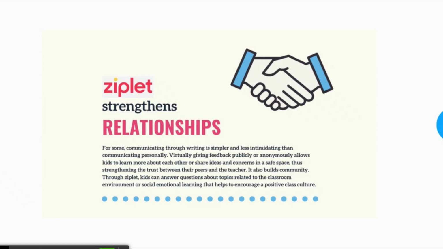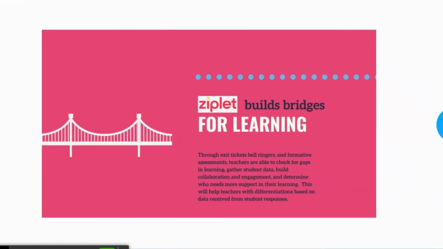If kids are comfortable, they are strengthening their trust with you and with their peers. It builds our community, especially our classroom community. And the better your classroom community is and the better your relationships are, the better academic success you're going to have as well. And it continues to create that positive class culture. So relationship building is another huge strength of Ziplet that I found. It also builds bridges for learning.